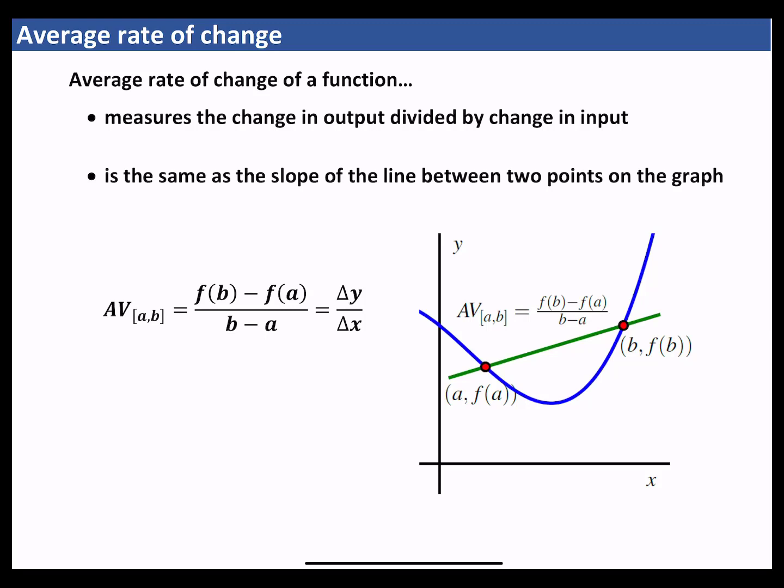Thinking of average rate of change in terms of slope is a helpful way to interpret what it tells us about a function's behavior on the interval of input values a to b.